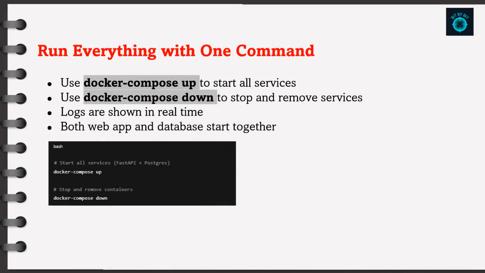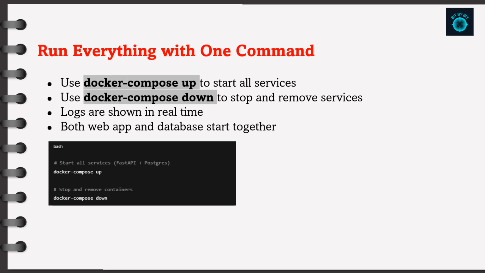Run everything with one command. Now that we have defined both the FastAPI app and the Postgres database in our Docker Compose file, we can start them together with just one command. Normally, without Compose, we would need to run long docker run commands separately for each container, but with Docker Compose, we only need to type docker compose up. This command reads the Docker Compose file, creates the containers, sets up the network, and starts both services.